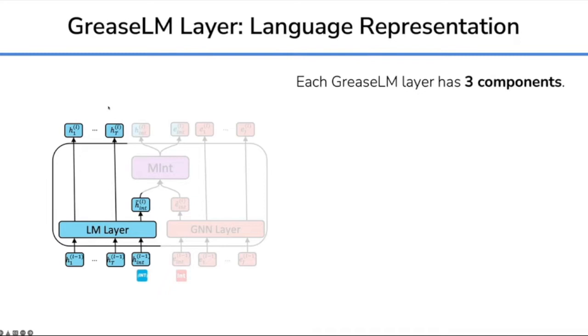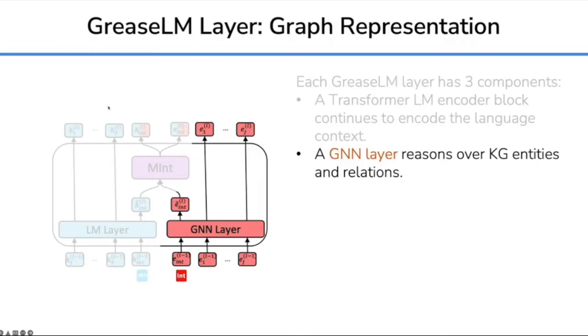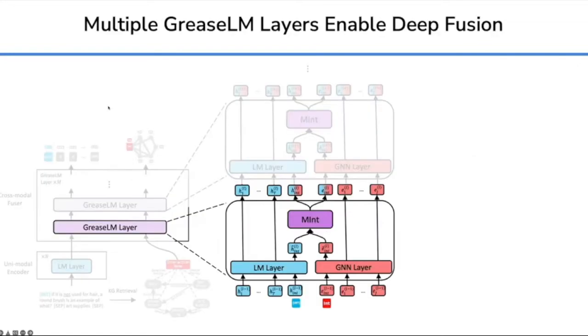Each GreaseLM layer has three components. First, a transformer language model encoder block is used to continue encoding the language context. Second, a graph neural network layer is used to reason over KG entities and relations. Finally, we introduce a modality interaction operator that takes the representations of the interaction token and interaction node and exchanges information through them, which leads to interactive fusion.